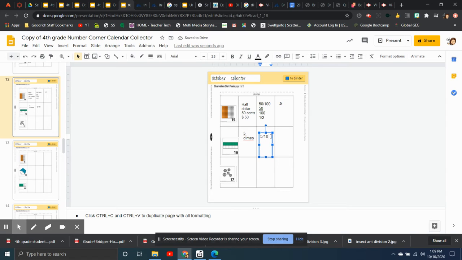Or 5 over 10. Now we know 5 goes into 10 twice, right? So we can reduce it to 1/2. And our decimal point stays the same. It's 0.5. So that is our next thing.